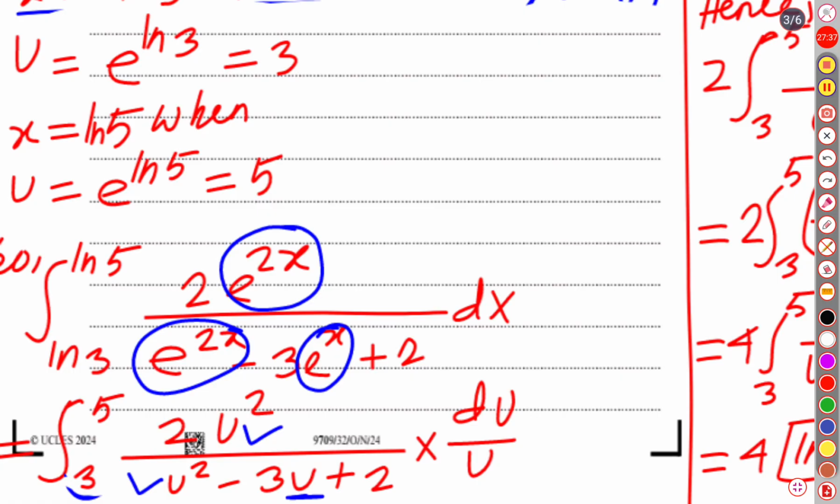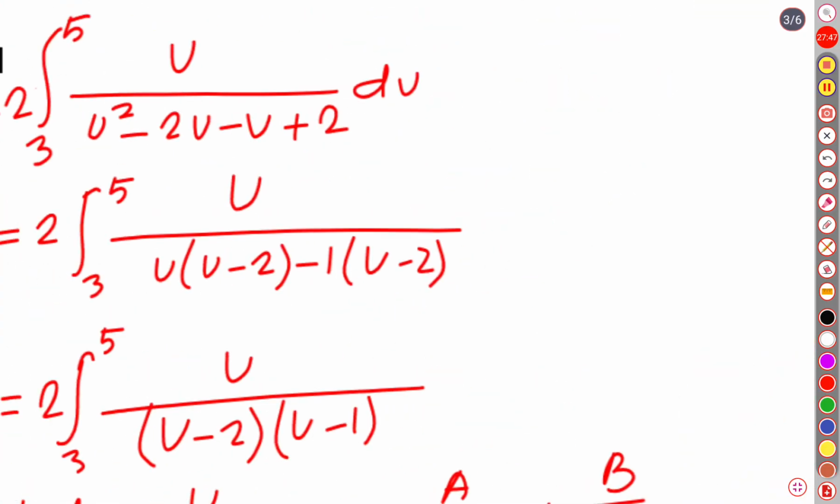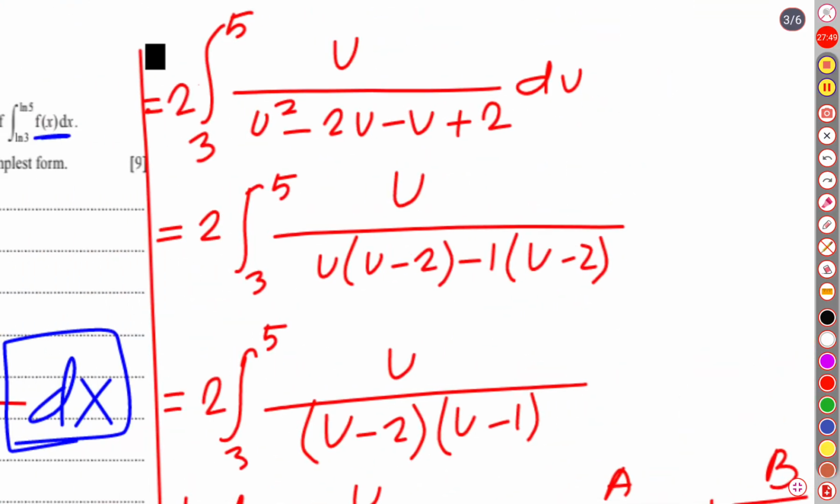Then plus 2. And the dx has been substituted as du over u. So let's see the next step. The next step is over here. I have written here these two.